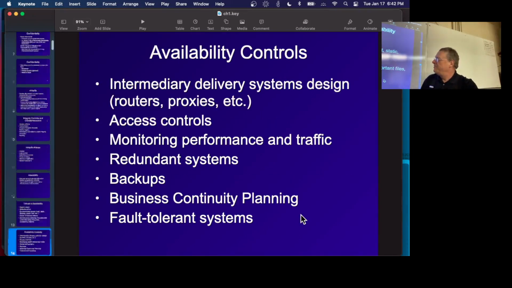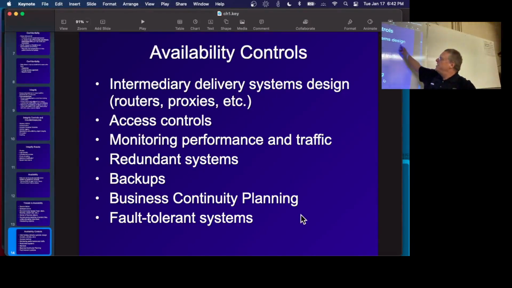Anyway, all right, so availability controls. You have intermediate delivery systems like routers and proxies so that there's another device protecting the server from traffic and having another copy of the data. Access controls can limit who gets in. Redundant systems are the main one. You don't have just one server, you don't have just one network connection. And business continuity planning, we'll talk a lot about that.